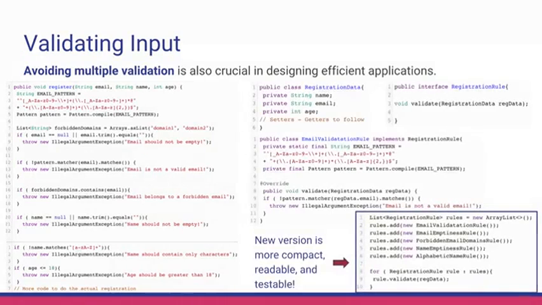On the other hand, we have another version of the same code, or the same problem, where abstraction is used by creating classes and creating methods that only do a specific function. So the new version is more compact, readable, and testable, and of course more efficient.